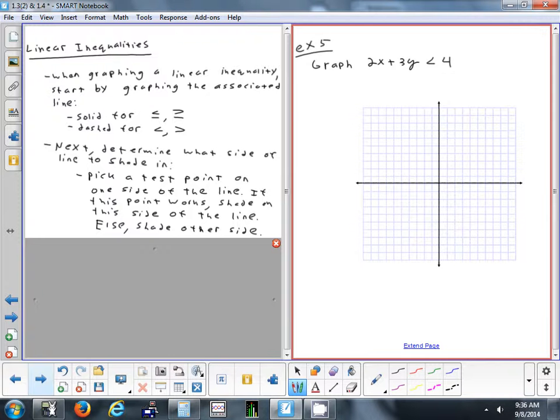And we'll try this example. Okay, so I'll give you guys a minute to copy that down and try that example, but solve this for y first. Try to graph the line. It should be either solid or dotted, and then see if you can figure out which side to shade.